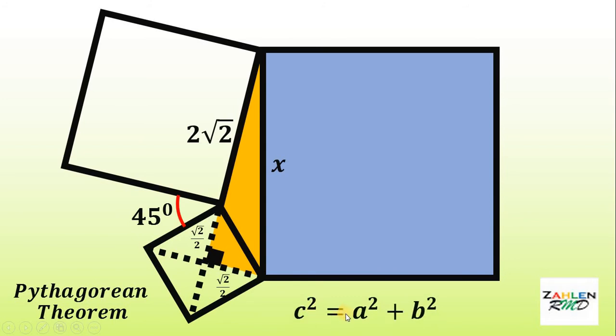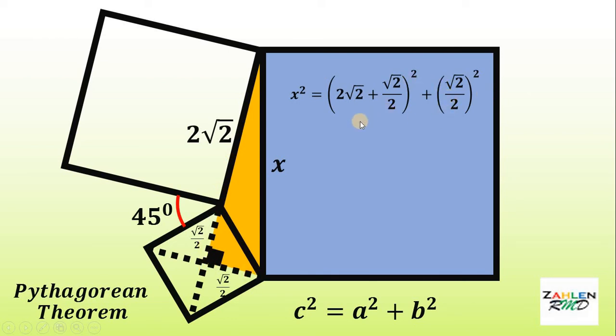We have c squared equals a squared plus b squared. Substitute all the given values and we have x squared equals (2 square root of 2 plus square root of 2 over 2) squared plus (square root of 2 over 2) squared, wherein x is the hypotenuse, 2 square root of 2 plus square root of 2 over 2 is one of its legs, and square root of 2 over 2 is the other leg.